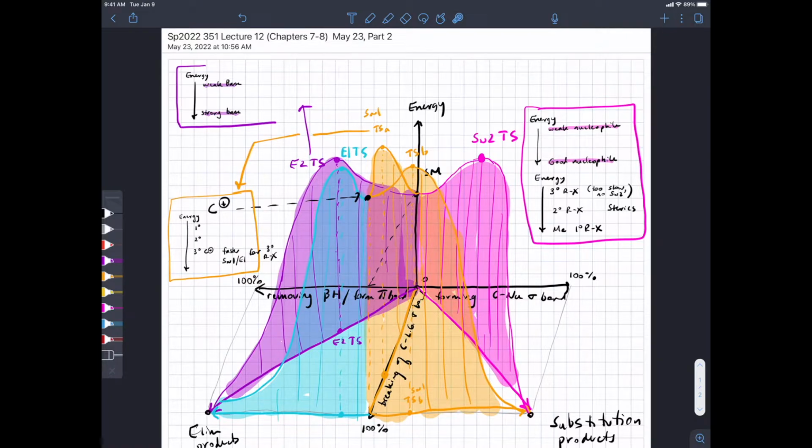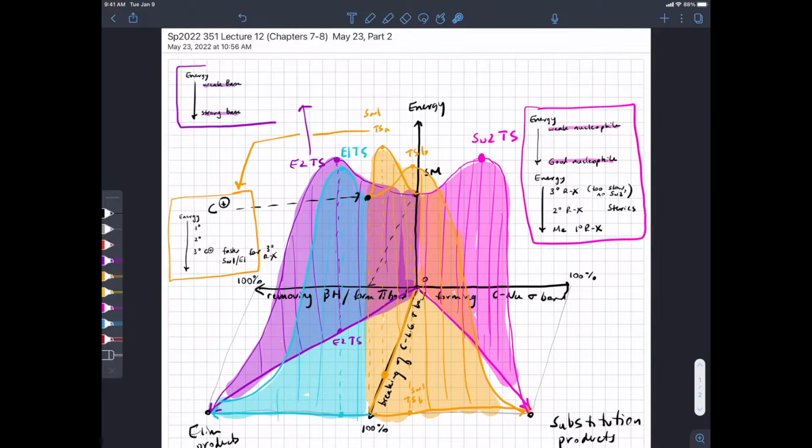Okay. So the E2 pathway is favored by a strong base. We'll talk about what makes a strong base strong versus what makes a good nucleophile a good nucleophile. It's sort of the same thing, but you can boil it down to a preference for attacking a hydrogen versus a carbon.